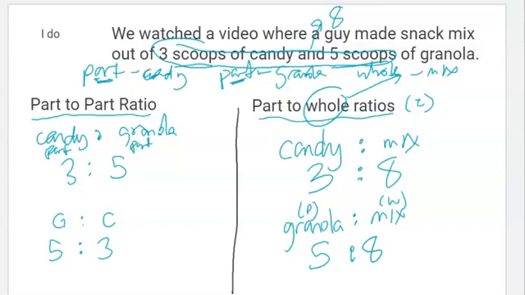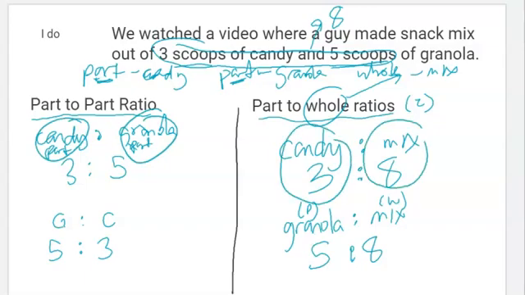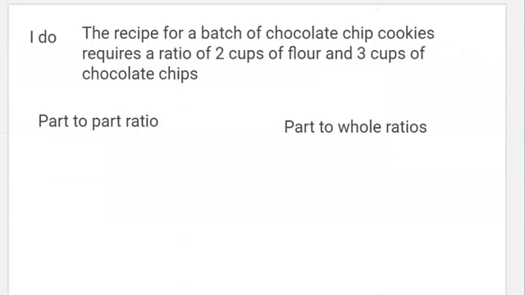These are part to part ratios. Candy's part, granola's part. These are part to whole ratios. Candy's part, mix's whole. Granola's part, mix's whole. 5 to 8 ratio. We do one more before we do the writing one.